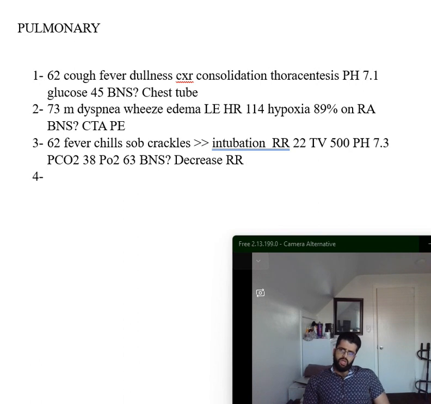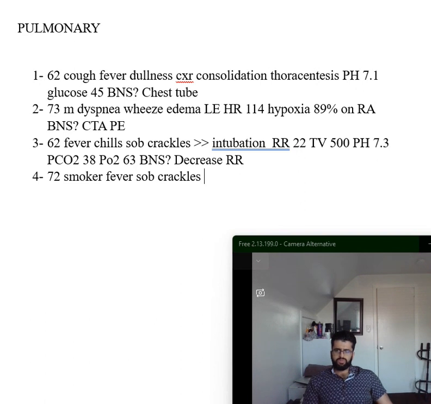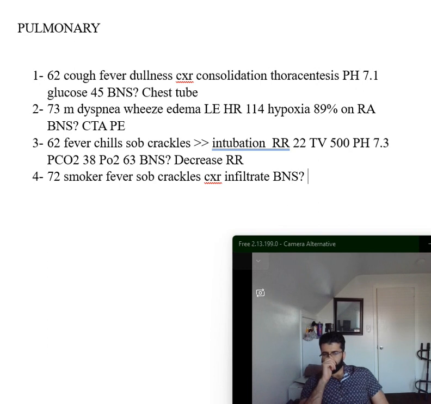Alright, so now we have a 72-year-old smoker, came in with fever, shortness of breath, man or female, doesn't matter, you know, crackles on exam. And they give you a bunch of labs. So you do a chest x-ray, there's infiltrate, and then the patient ends up needing to be intubated, right? And the question is, what is the next best step that you would want to do? Okay, this patient was very sick, there are some crackles, may need to be intubated as well. So what is the best next step?